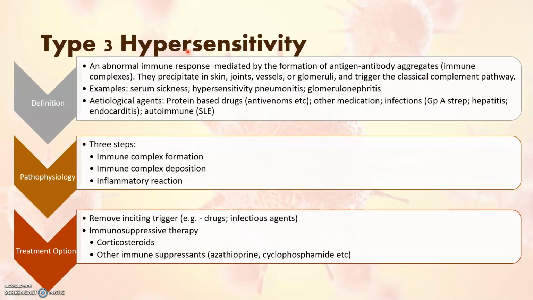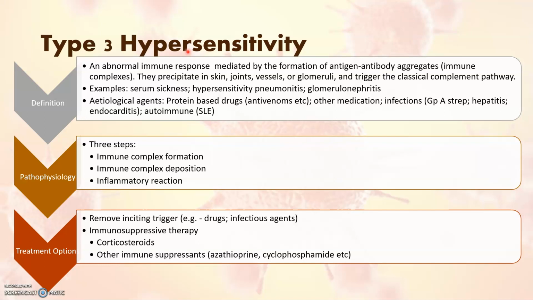So this of course is type 3 hypersensitivity, which is an abnormal immune response mediated by the formation of antigen-antibody complexes, which tend to precipitate in areas of high vasculature and slow blood flow. So skin, joints, blood vessel walls and glomeruli are the main areas targeted.